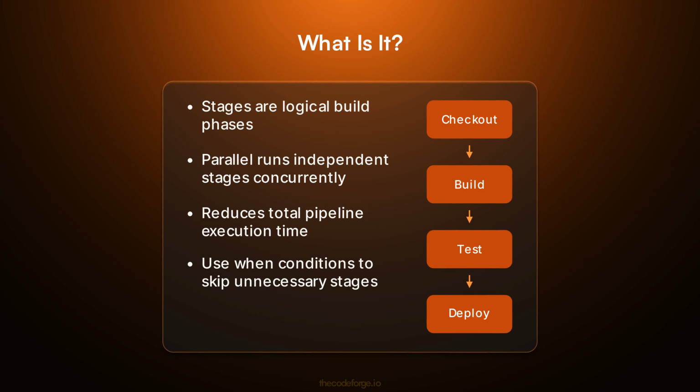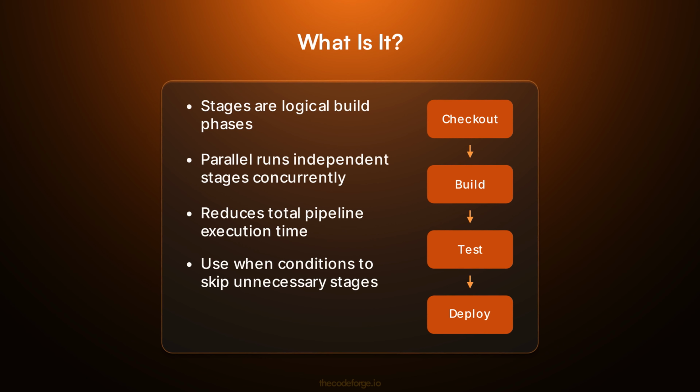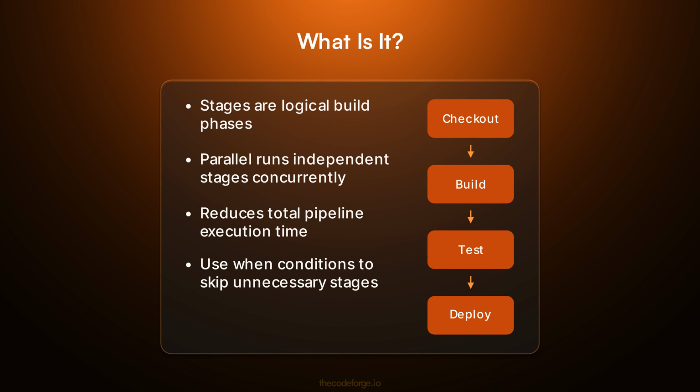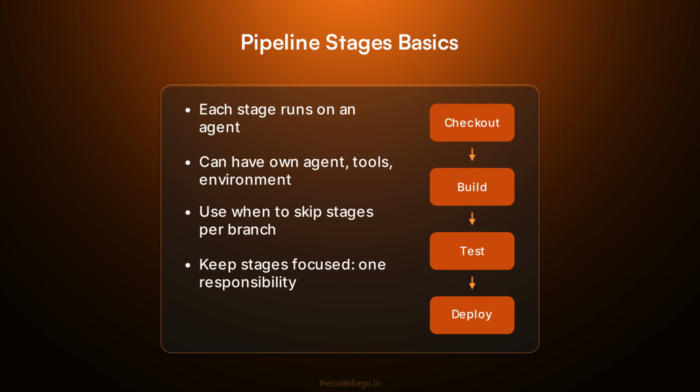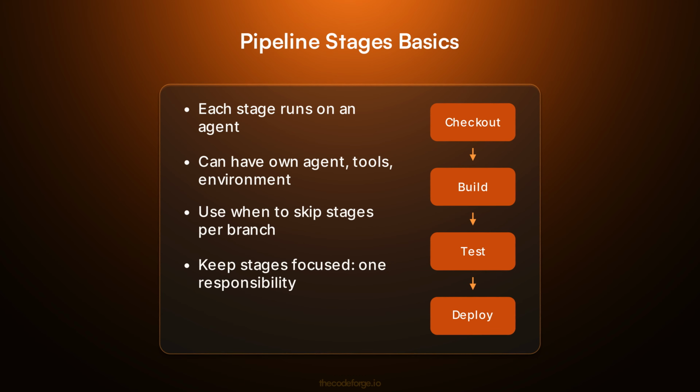Jenkins pipeline stages are the building blocks of a declarative pipeline. Each stage represents a distinct phase like checkout, build, test, or deploy. By default, stages run sequentially, but you can nest a parallel block inside a stage to run multiple substages concurrently, cutting total build time. In declarative pipeline, a stage is a logical grouping of steps. Each stage can have its own agent, tools, environment, and when conditions. Always keep stages focused on one responsibility to make debugging trivial.